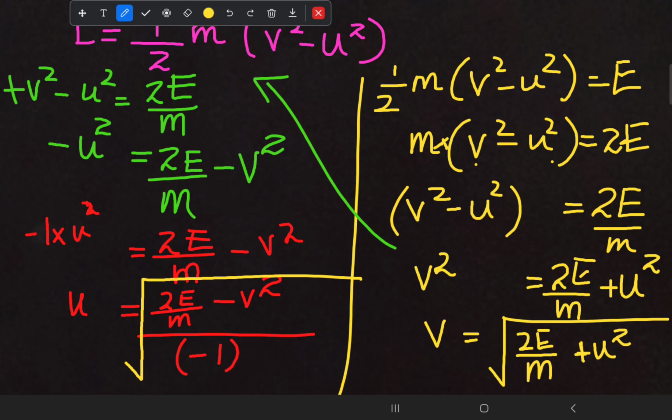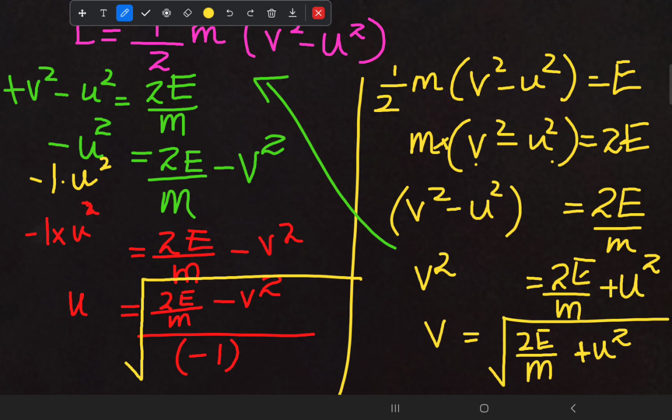Mostly students will make mistakes in these questions because they forget to indicate it. They will do until here. There is no confusion until here. After that, they'll forget to indicate this negative 1. Negative is a major part in this question. Here you can see negative u square means there is a hidden multiplication of negative 1. u square means 1 u square. Negative u square means we can write it as negative 1 u square. That equals this one.